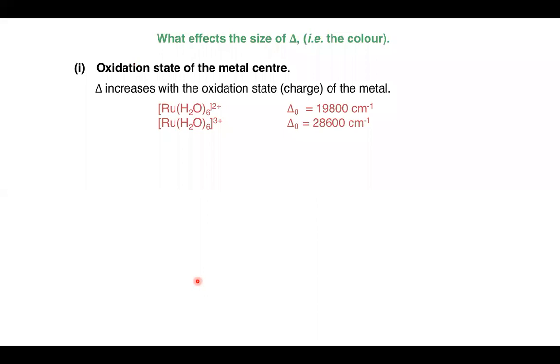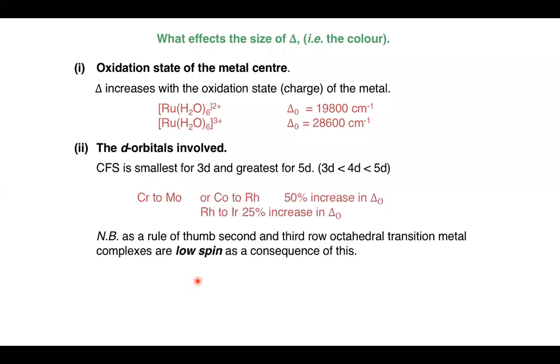So what affects the size of this splitting energy, this delta, i.e. the color? The oxidation state of the metal center. Delta increases with oxidation state, the charge of the metal. So the higher the oxidation state, the larger the splitting energy. The d orbitals involved also matter: crystal field splitting energy is going to be smallest for 3d and largest for 5d. For chromium to molybdenum or cobalt to rhodium, there's a 50% increase in delta O. And from rhodium to iridium, there's a 25% increase in delta O. This is going from 3 to 4, and this is going from 4 to 5.